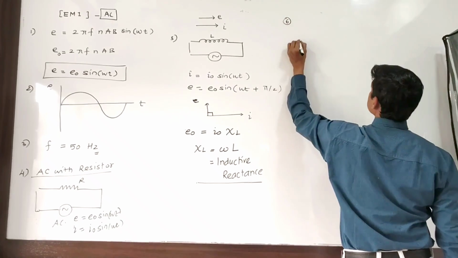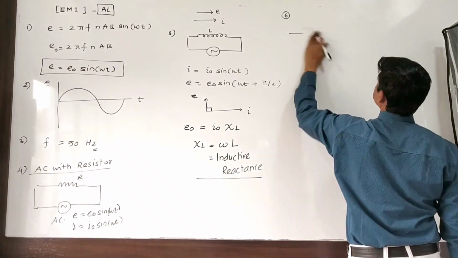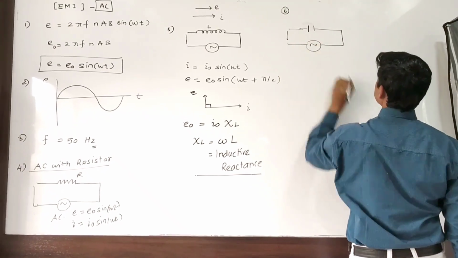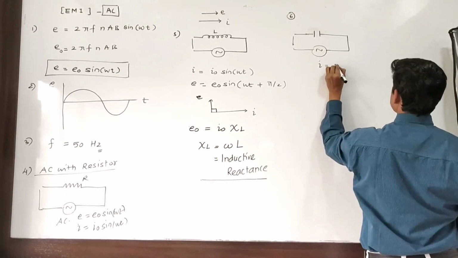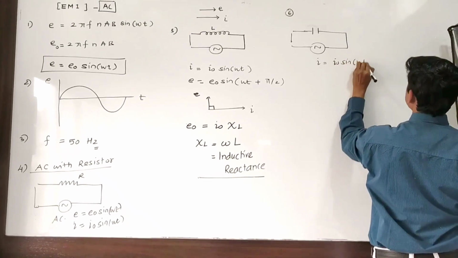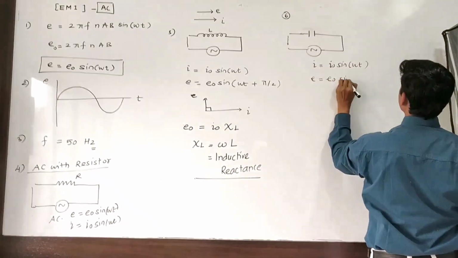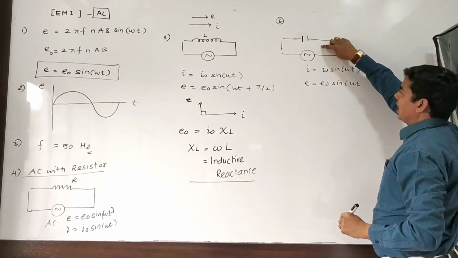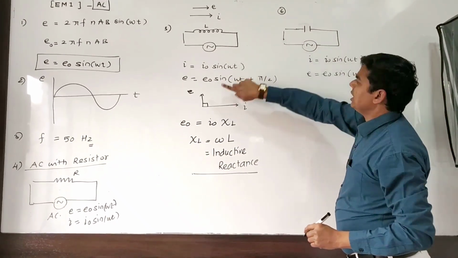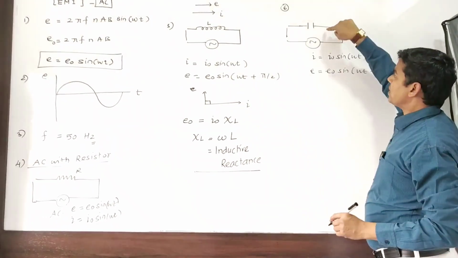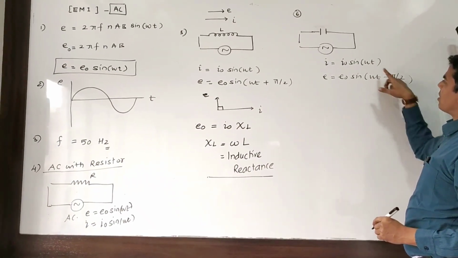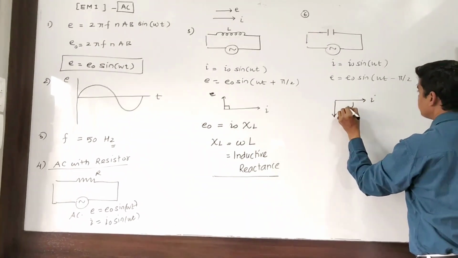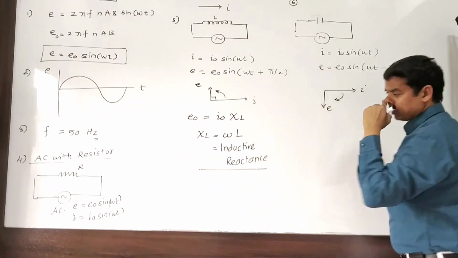Now, whenever we consider capacitance in the circuit, capacitance with AC, at that time, if I is equal to I0 sin of omega t, then EMF E is equal to E0 sin of omega t minus pi by 2. That is, in a capacitive circuit, as we previously observed that in an inductive circuit EMF leads the current by pi by 2, but in a capacitive circuit EMF lags behind the current by pi by 2. That's why we have the phasor diagram for the capacitive circuit as EMF lags behind the current.